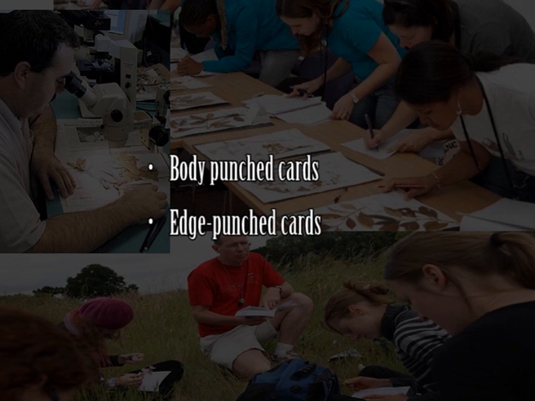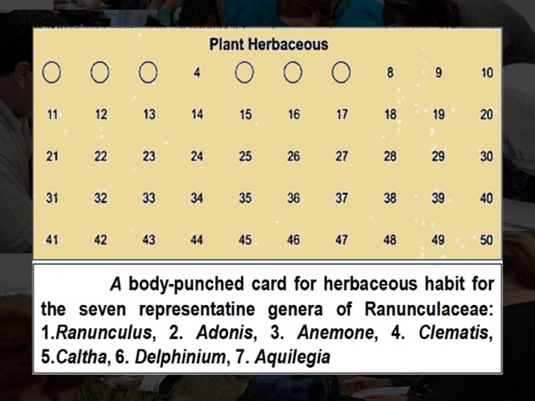Now, first we deal with body punched cards. These cards, also named as window cards or peekaboo cards, make use of cards with appropriate holes in the body of the card. In the process, one card is used for one attribute, that is a character state. Therefore, as many cards are required as the number of attributes taken into consideration, and the taxa to be eliminated are numbered as depicted.